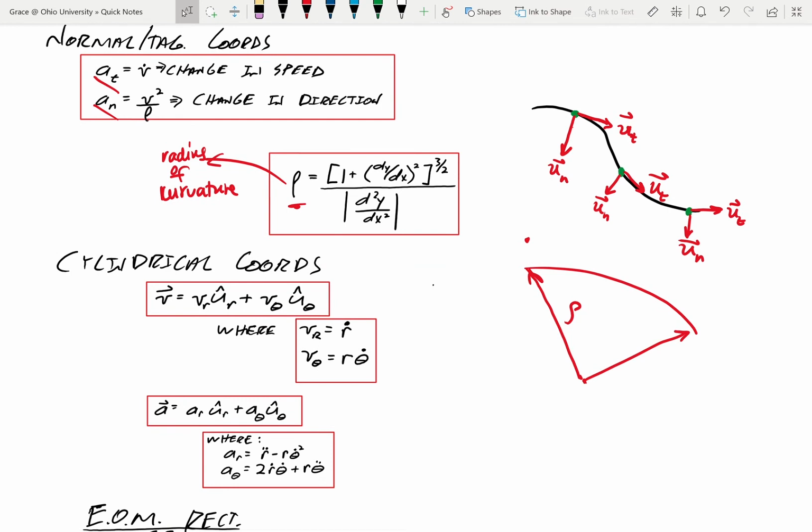And then finally, we have cylindrical coordinates, which basically is kind of similar to how normal and tangential coordinates work. We're looking at radial and transverse directions.